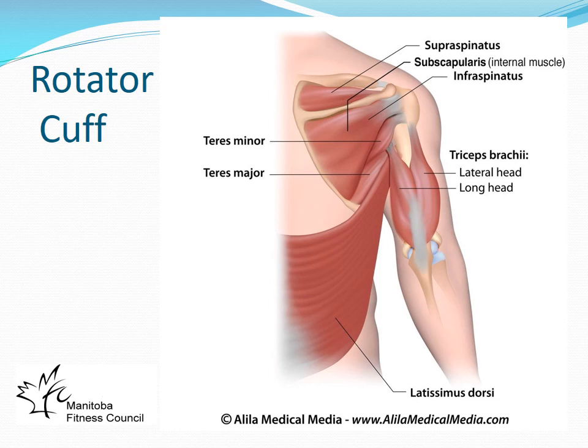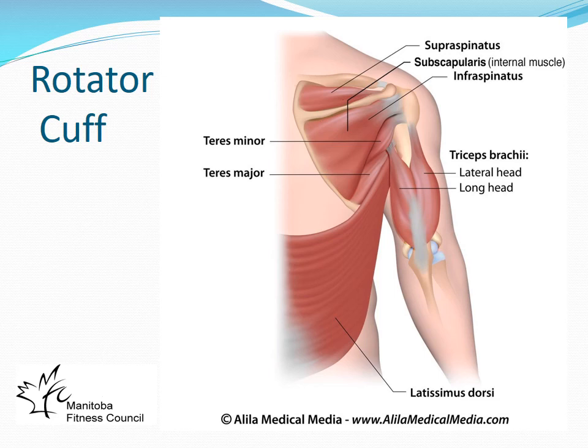The supraspinatus is located above the spine of the scapula. This is the muscle people usually have a problem with when they end up with rotator cuff tears. They get impingement syndrome. Infraspinatus is the muscle that is underneath. You can see it right in this picture, underneath the spine of the scapula.